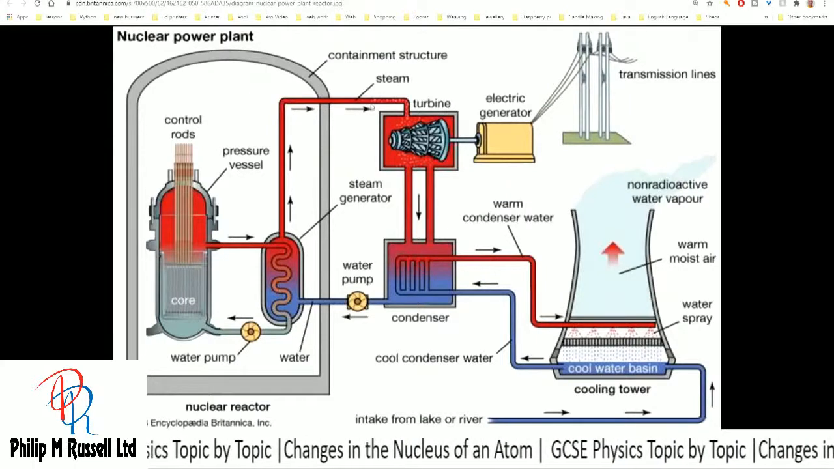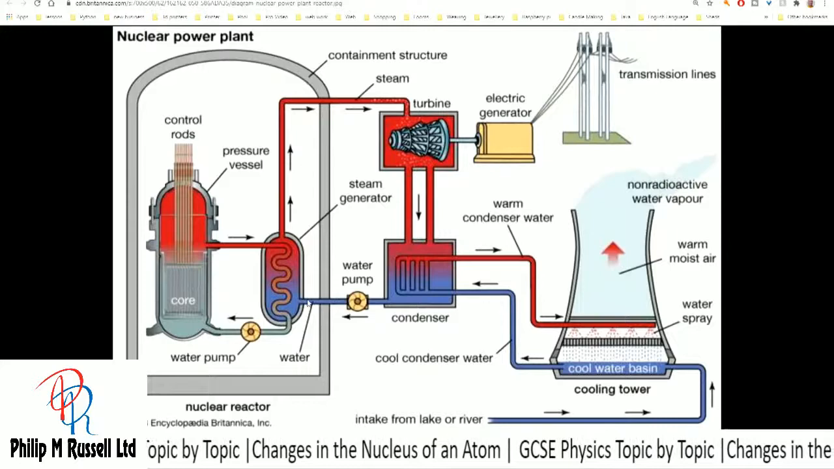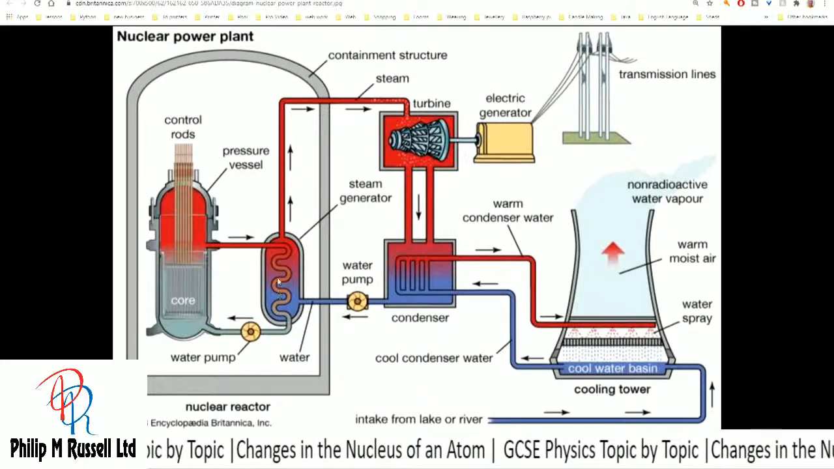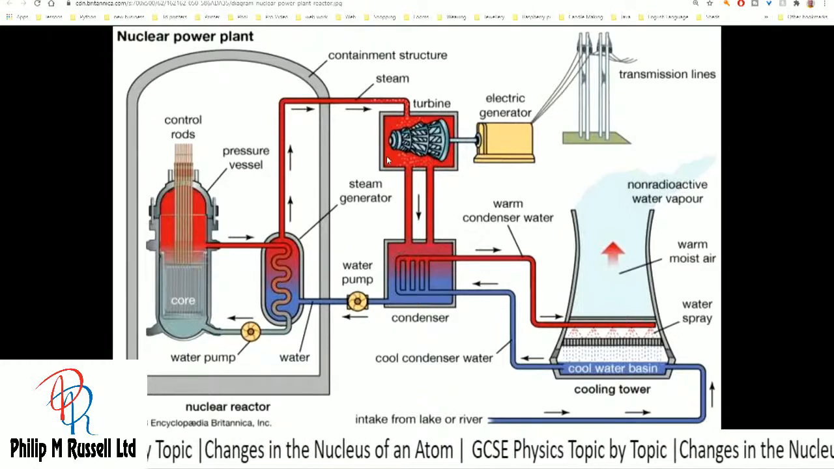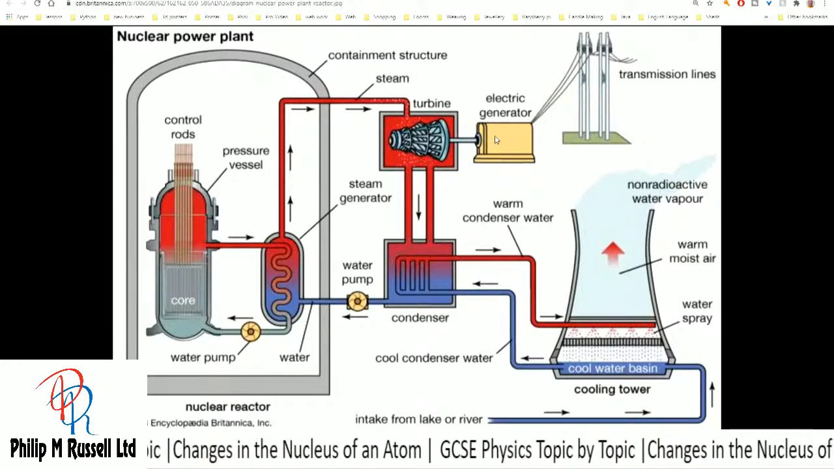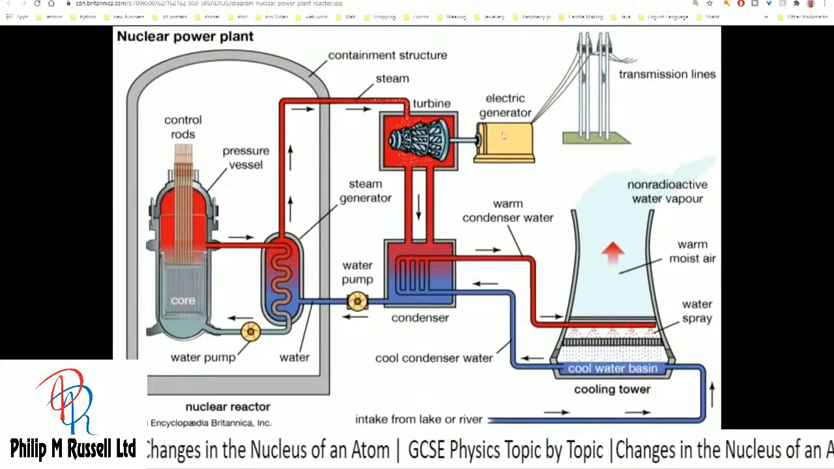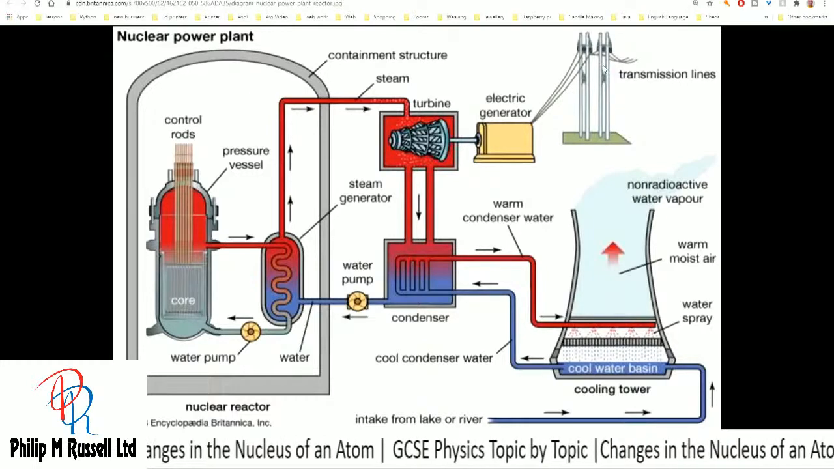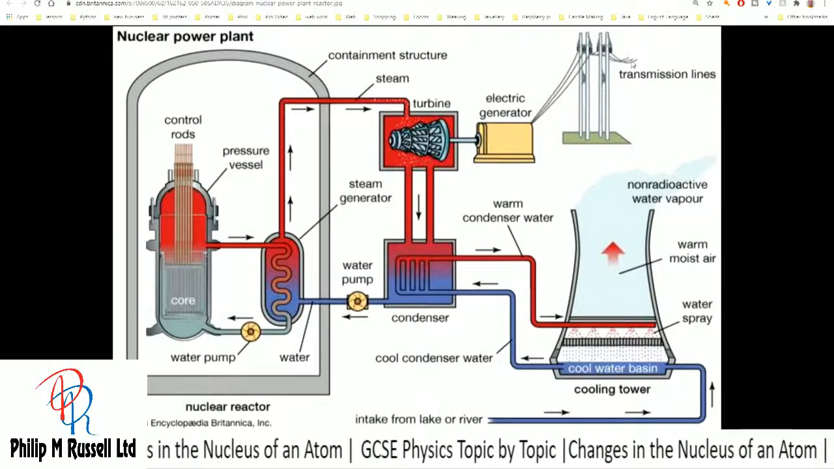Now this water should not become radioactive, although it is slightly exposed to some radiation here. The steam, as it drives the turbine round, drives an electric generator. The generator then produces electricity, which goes off down some transmission lines.